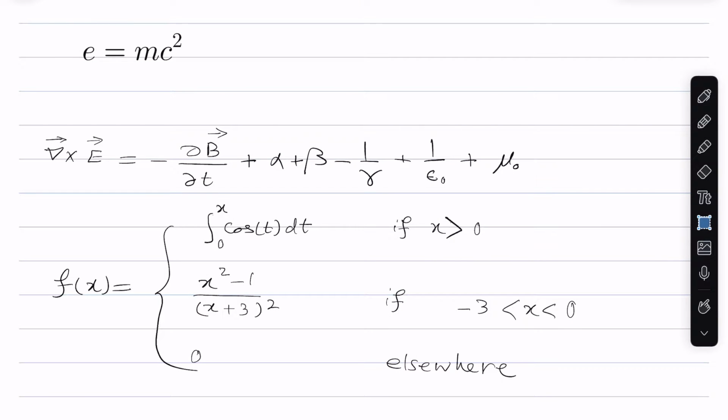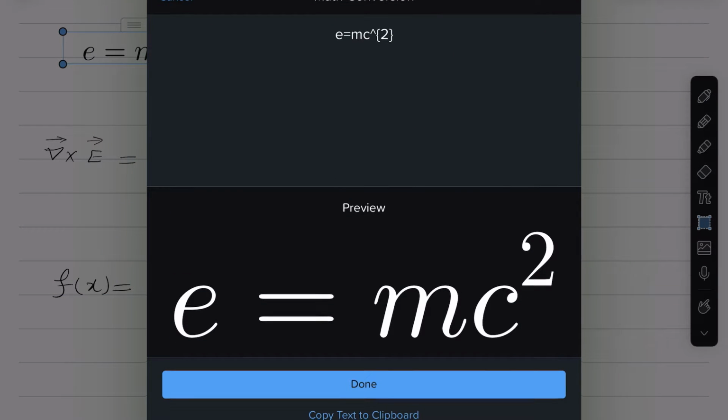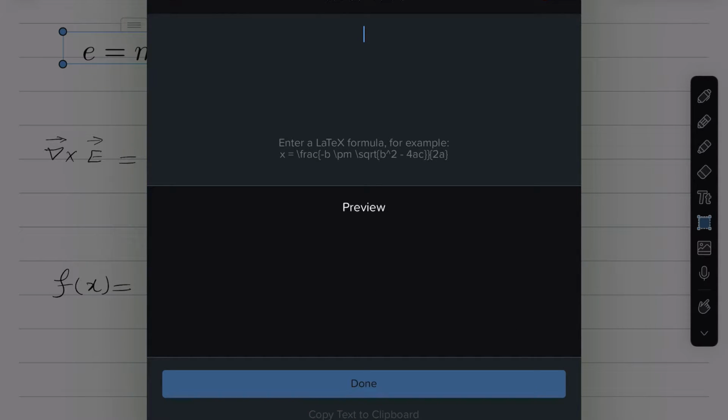So now we're happy with it, and since it gives you the LaTeX code, you can copy this as an image, or you can copy the text to the clipboard, and it copies basically the equation here. All right, so cancel.